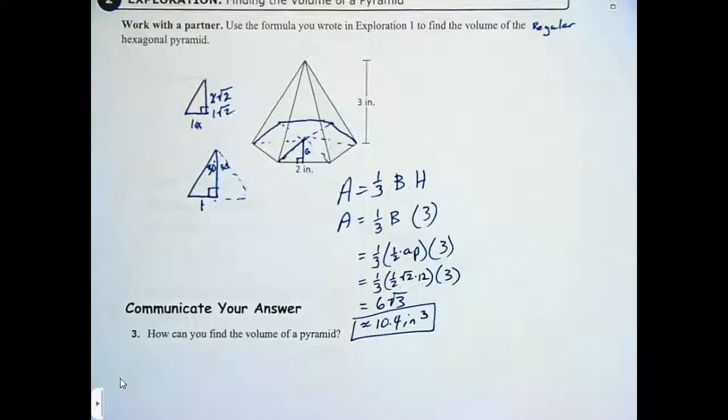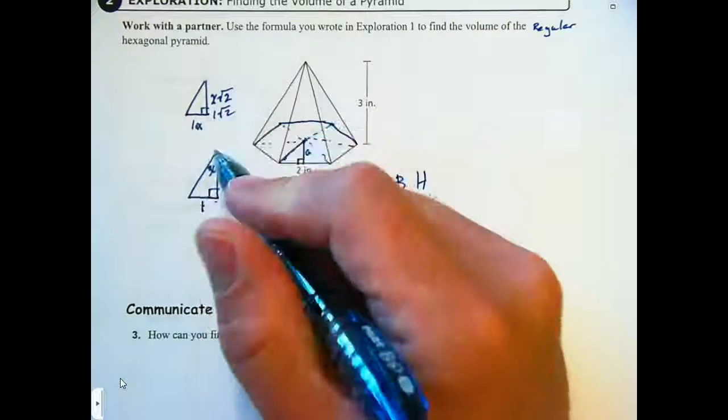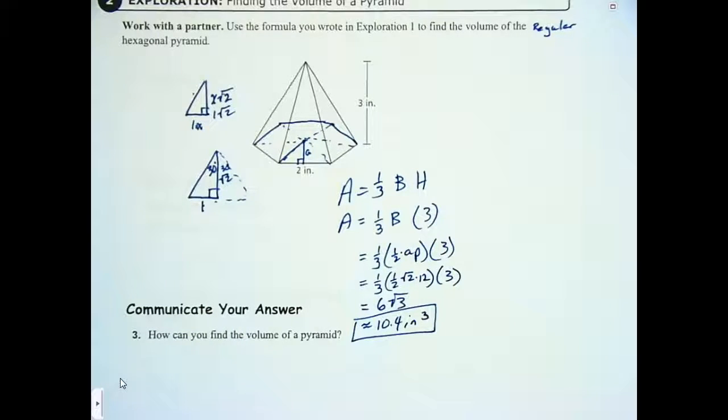Root 3 is this length right here. Using special right triangles, x, 2x, x root 3. Okay? Good question. Maddie? You could have, yeah. You wouldn't have got the root form, but you would have got the rounded form. Okay.